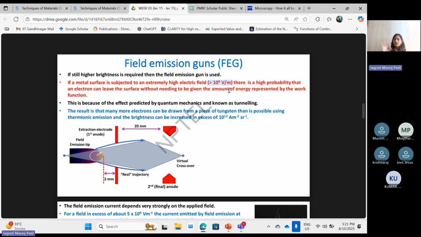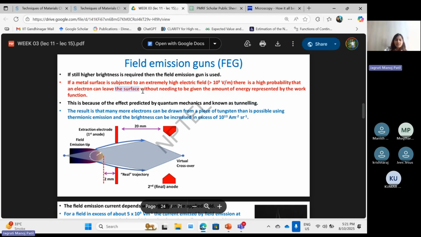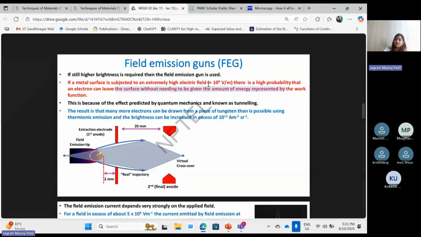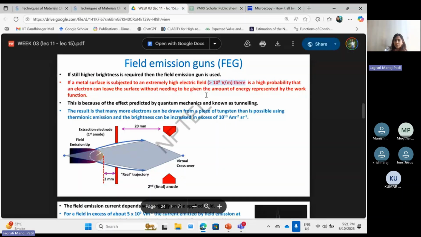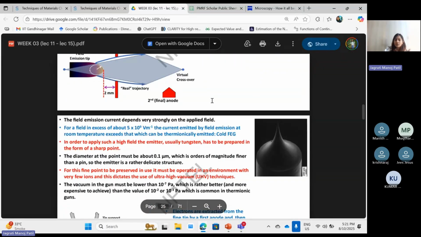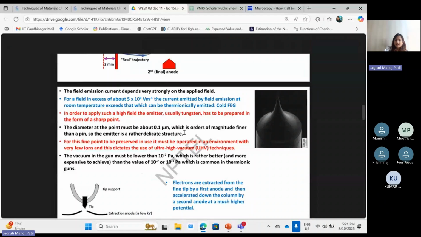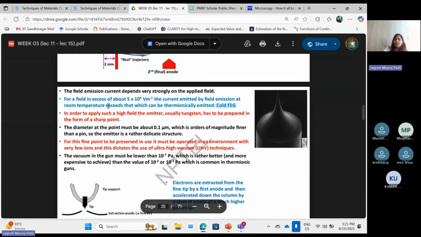So that's a phenomenon in quantum mechanics called tunneling. I don't exactly know the difference, but I suppose it's similar to that: you don't give enough energy but the electrons will come off because of this high electric field at the surface. So in this case, because of these field emission guns, you don't need to store them in colder conditions, like cold FEG or so, but they will just work on ultra high vacuum technology.